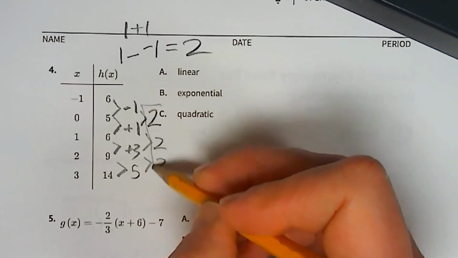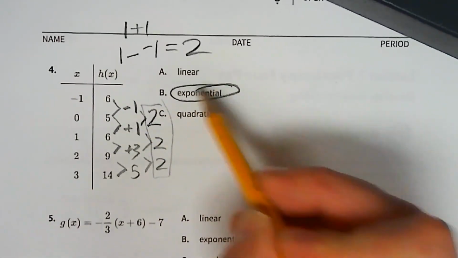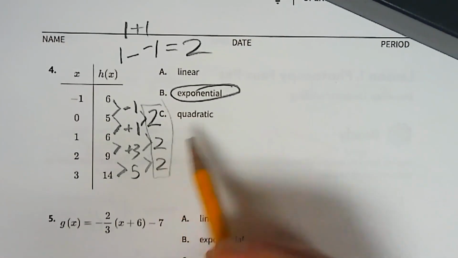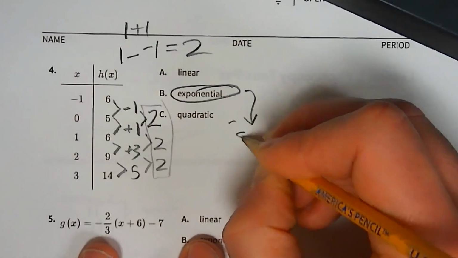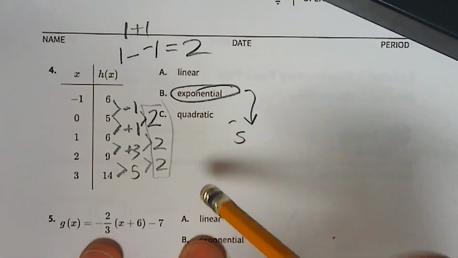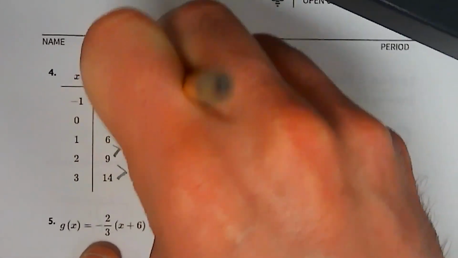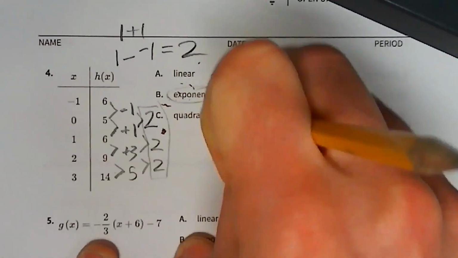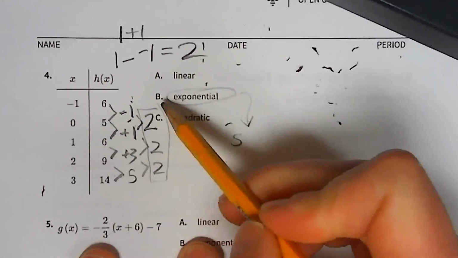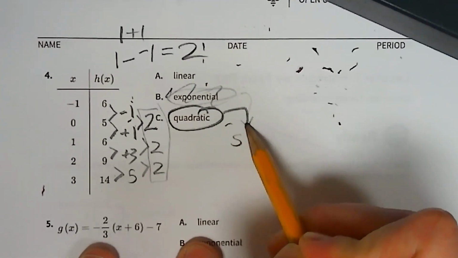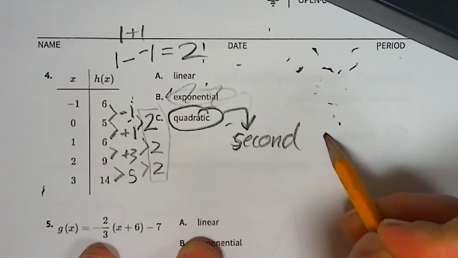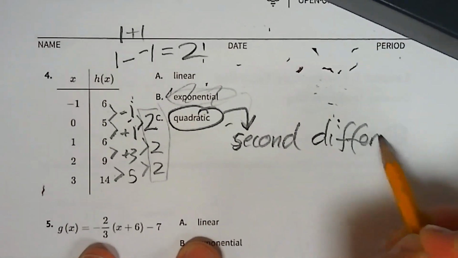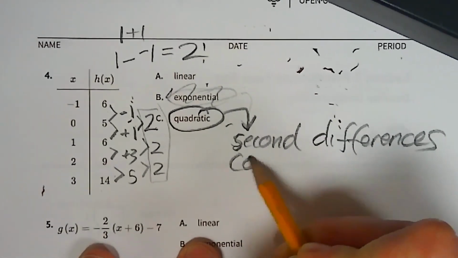When the second row of these is constant, it's quadratic. Oh, I just circled the wrong one after all of that drama. Second differences constant.